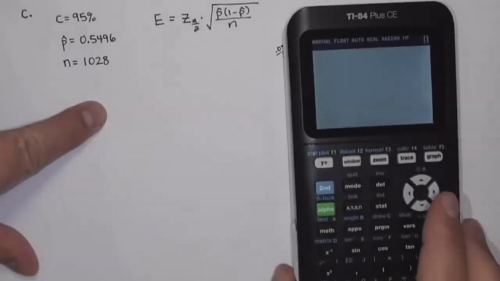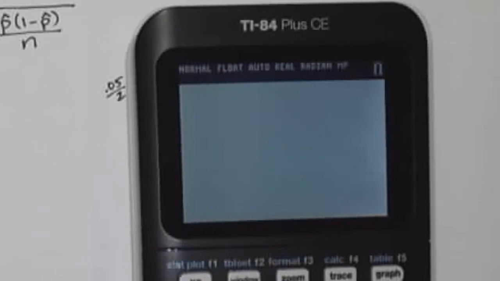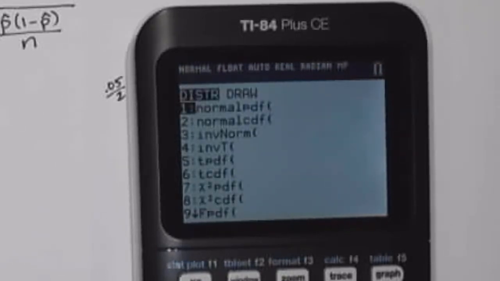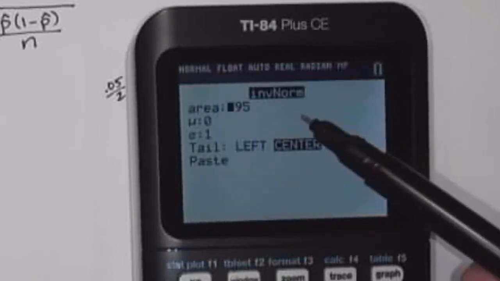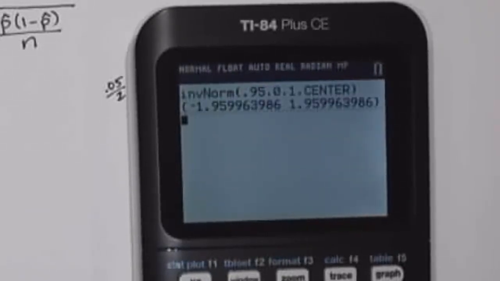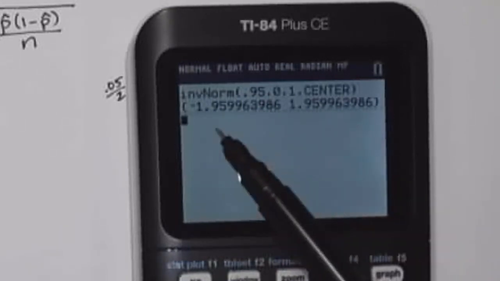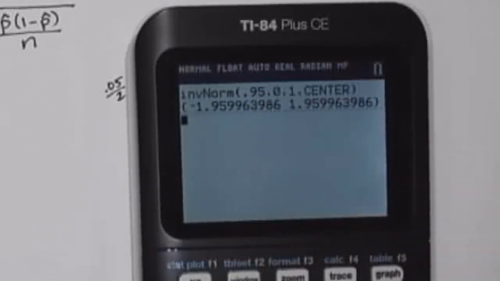Just quickly, if I bring in my calculator, if I go to inverse norm, which is the second distribution button in number 3, inverse norm, so if I make, say, 0.95 the area in the center, as I have it marked here, then I get those two critical values, negative 1.96 and positive 1.96.